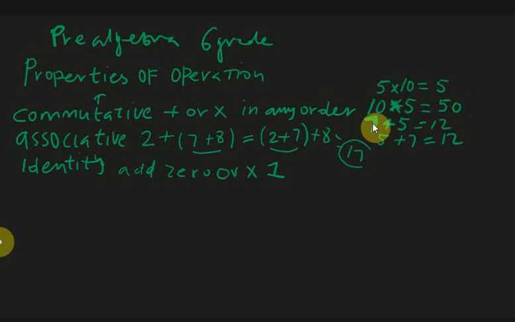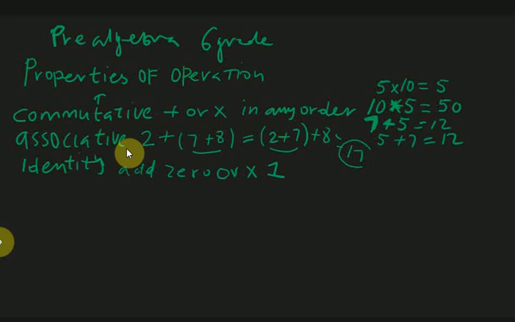How about addition? 7 plus 5 is 12. 5 plus 7 is 12. So the answer is the same, but in this one I have the first number 7, and in this one I have the first number 5. Still you get the same answer. In algebra it's called commutative.